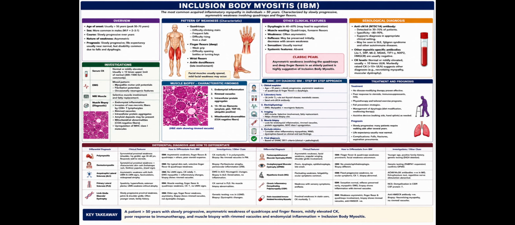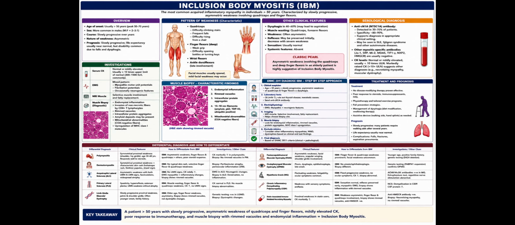Finger flexor and quadriceps predominant weakness are uncommon. Serum CK levels are often markedly elevated, and patients generally respond well to corticosteroids and immunosuppressive therapy. Muscle biopsy in polymyositis shows endomysial inflammation, but lacks rimmed vacuoles and protein aggregates that are characteristic of IBM.